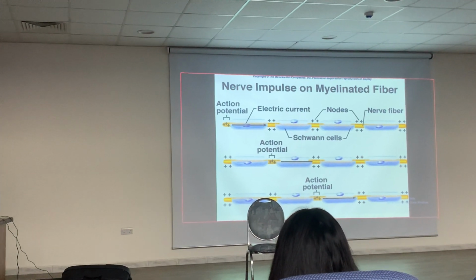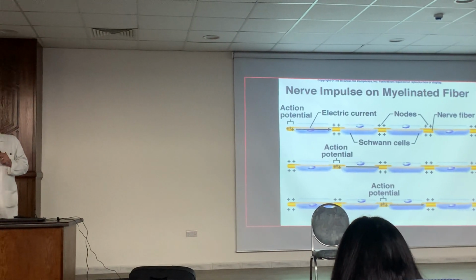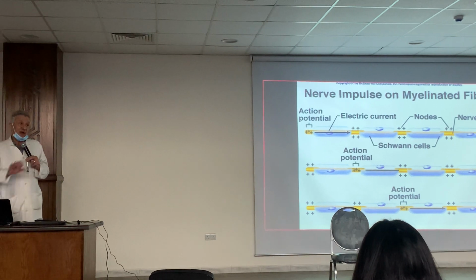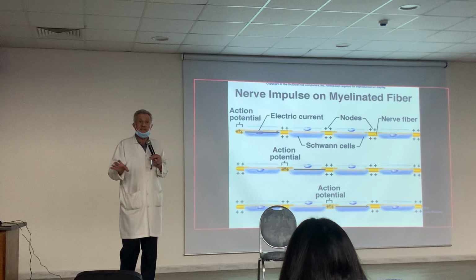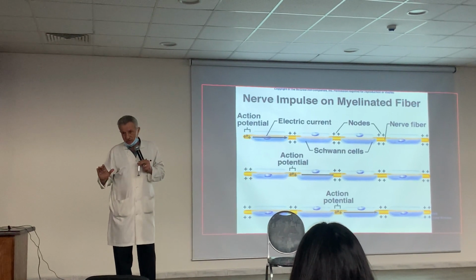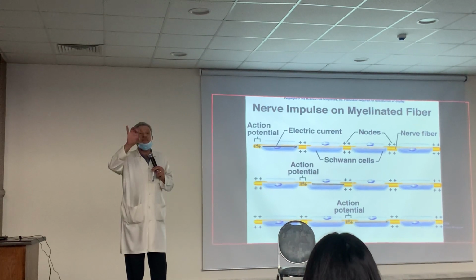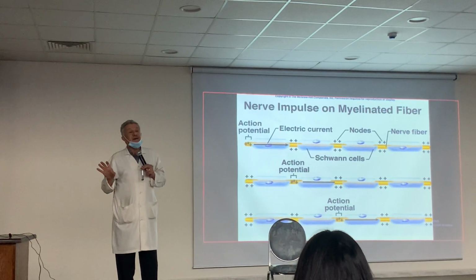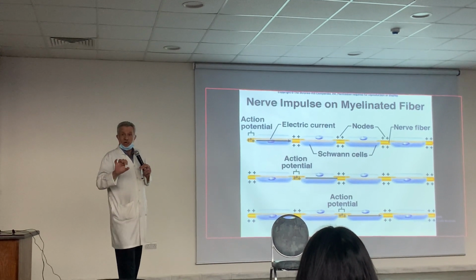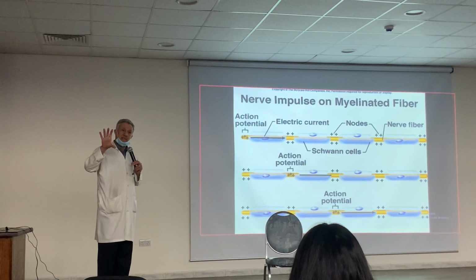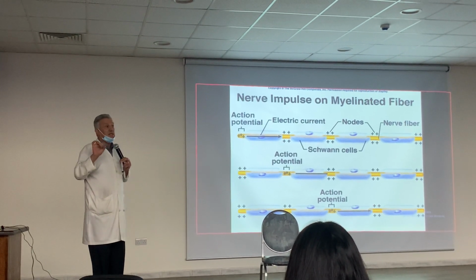Now, we said we have faster conduction in myelinated fibers, but if you have two unmyelinated nerve fibers, and once you are hearing about nerve fibers, we are talking about the axon of a neuron. If you have two nerve fibers, both of them unmyelinated, one with a bigger diameter, one with a smaller diameter, where do you have faster conduction, bigger diameter or smaller diameter fiber? Bigger. Why?